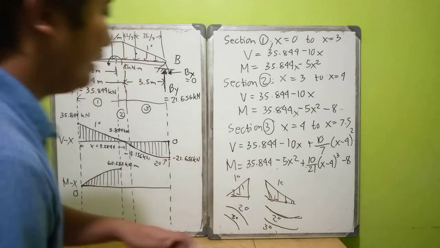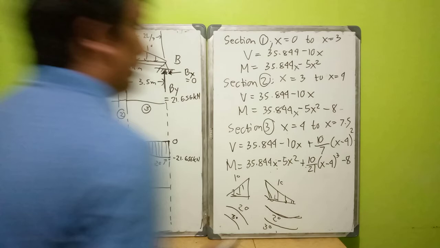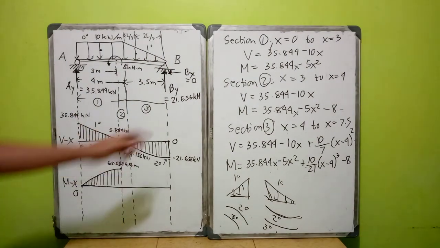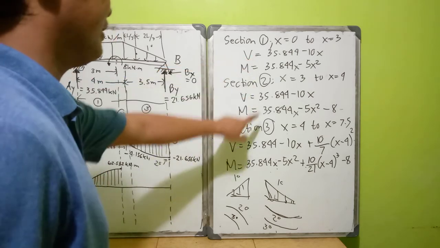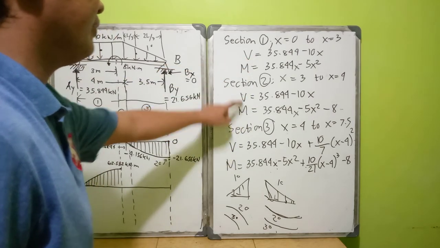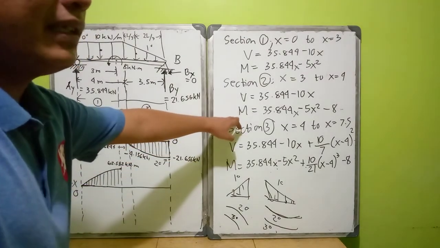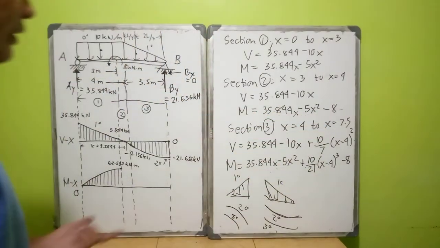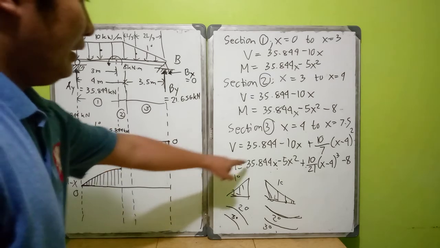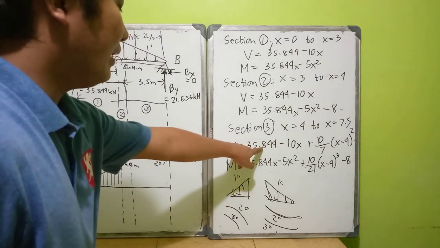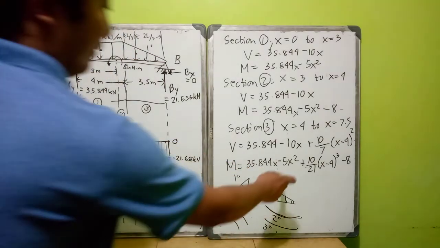So in order that you will have a clue if you are doing it wrong or right, just remember that your moment is just the integral of your shear. Your moment is always the integral of your shear. But somehow, there are times in which your moment has a constant. Just like this, 35.844 in shear diagram will become 35.844x in moment diagram, and so on.